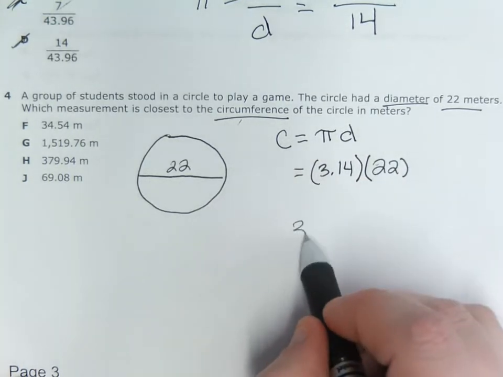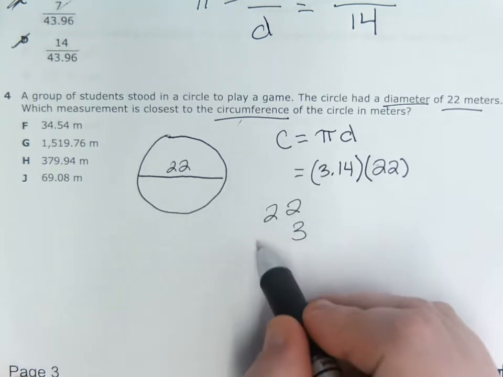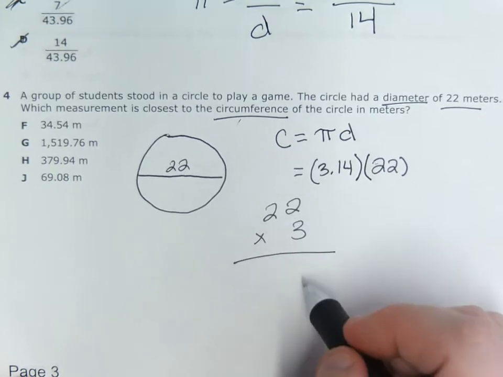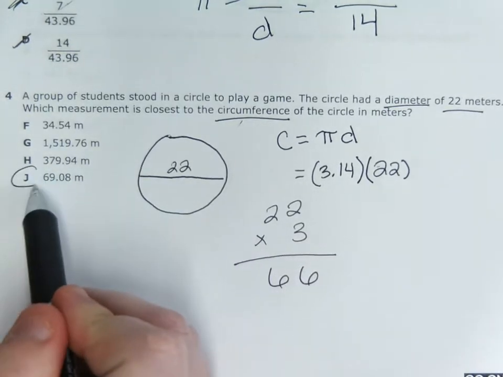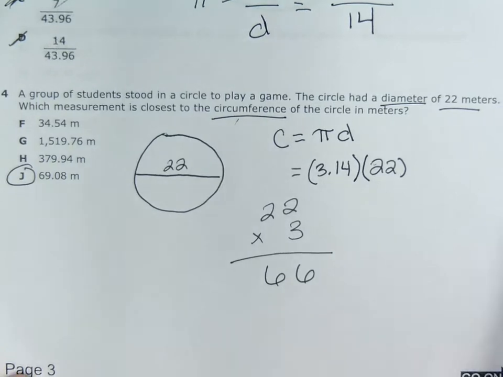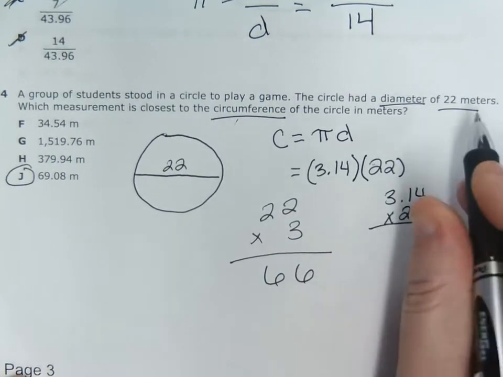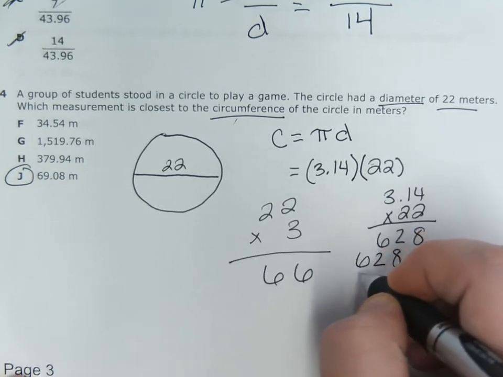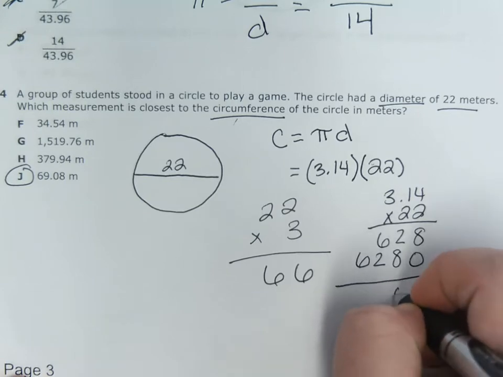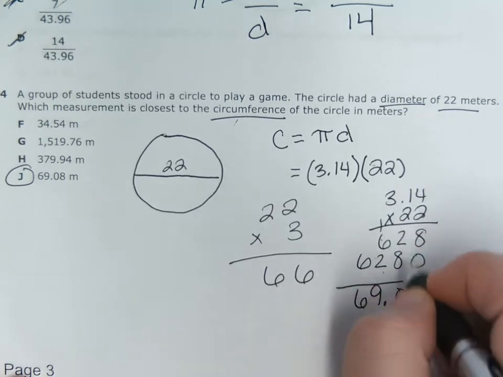And then I do 3.14 times 22, which we can estimate, do 22 times 3. 22 times 3 is 66. So my closest one is 69.8. Okay, and I'll do it like this for you to show you that it works. 2, 6, 8, 8, 10, 9. So see, 69.8.